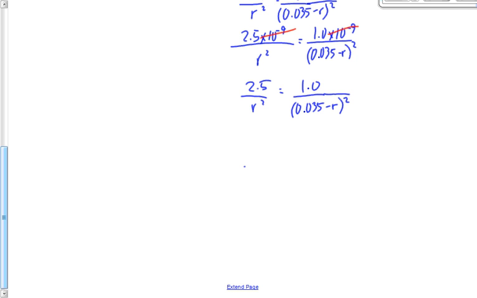What's the easiest way to simplify this? Not FOIL it. The easiest way to simplify it is to square root it. We can do whatever we want to it as long as we do it to both sides. So let's square root both sides. What's the square root of 2.5?